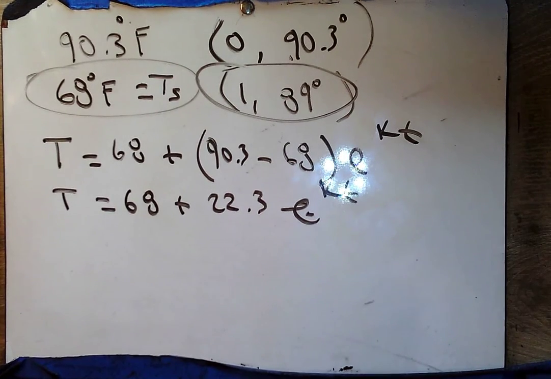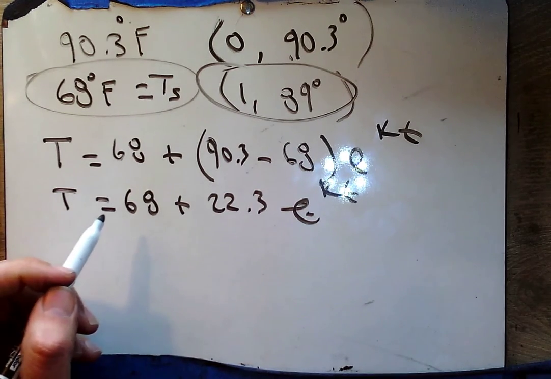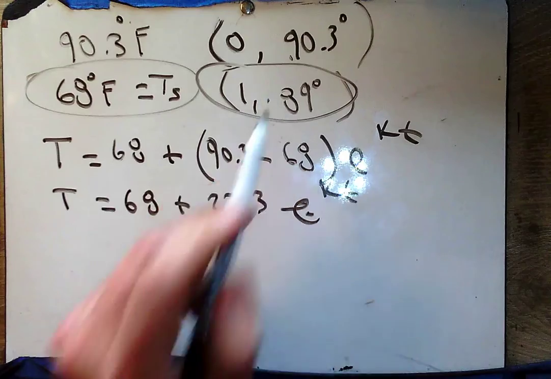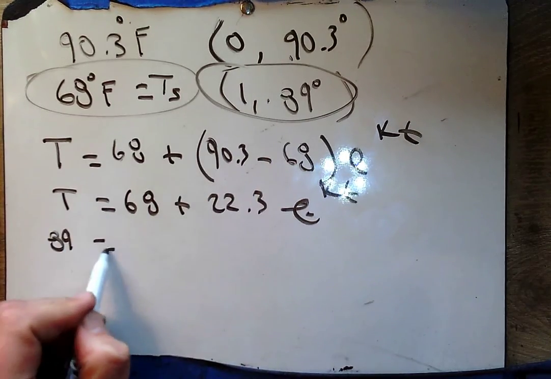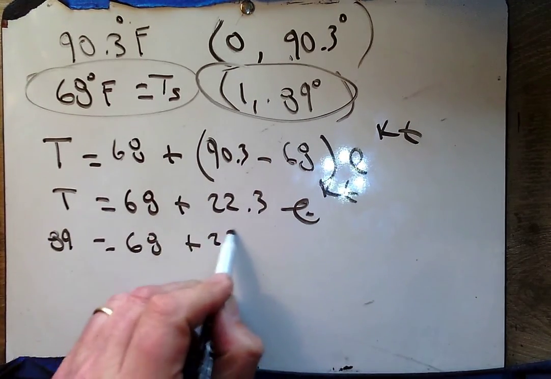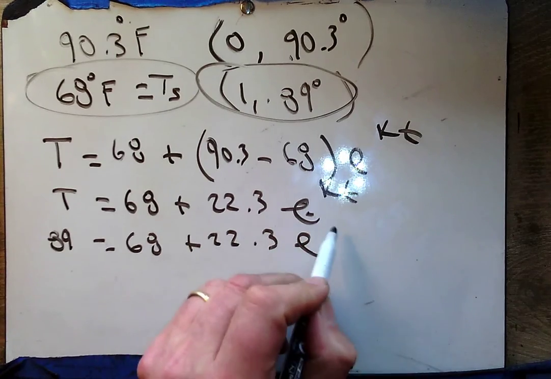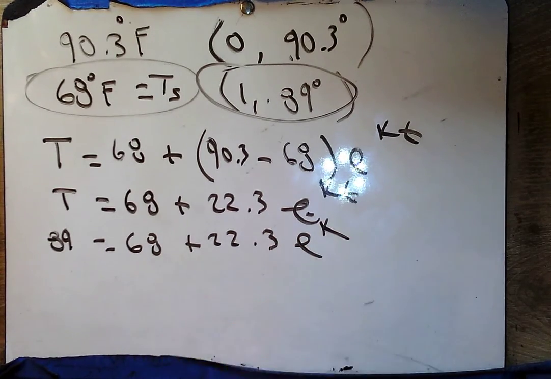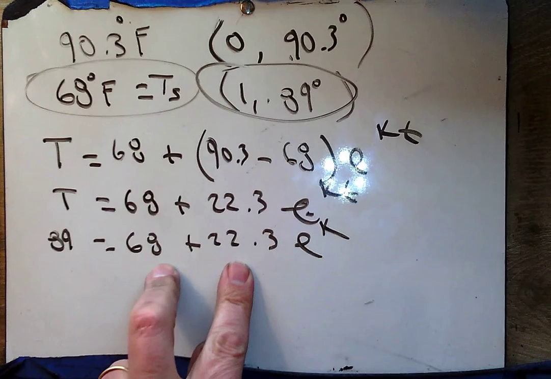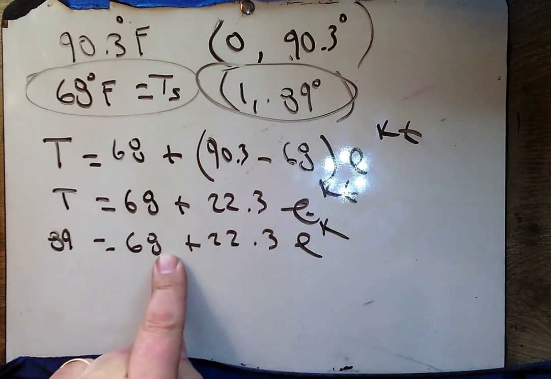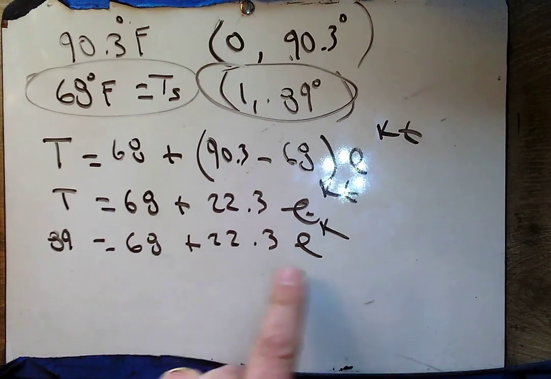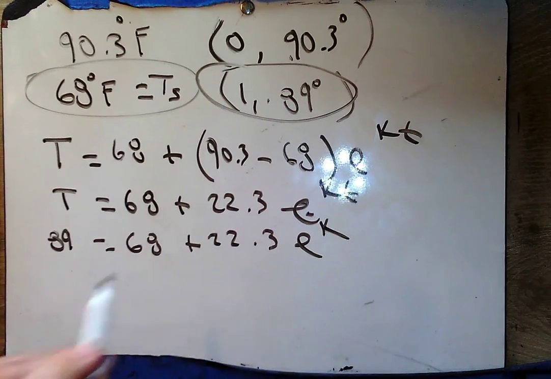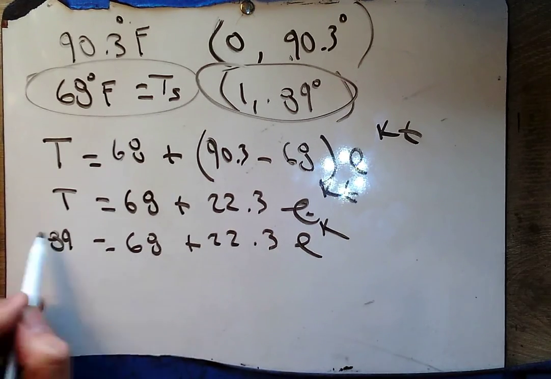Okay. 90.3 minus 68. Good. Okay. Plug in this order here. 89 equals 68 plus 22.3 e to the, t would be 1 times k. Please don't combine this. This does not have an e to the k attached to it. This does. You cannot combine this. But you can subtract. Subtract 68 from both sides.